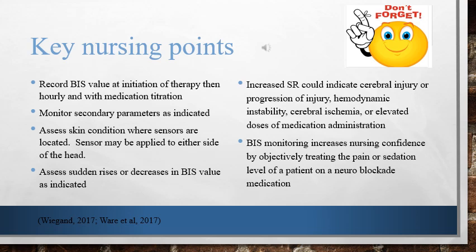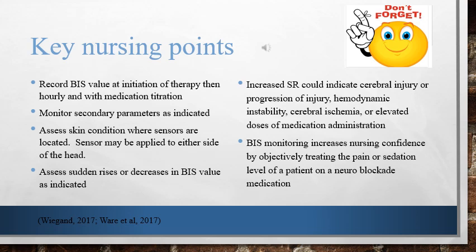You want to also be watching for sudden increases or decreases in your BIS value and troubleshoot those when they happen. You also want to look at your SR value. Is there an increase in your SR? Remember, this is your suppression ratio. This could be an indicator that there's some type of brain injury going on. Is there a cerebral injury? Have we got hemodynamic instability? Is there actually cerebral ischemia going on? Are we giving too high doses of medication? Okay, you need to look at that number.